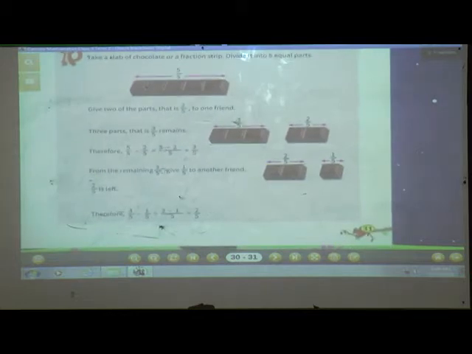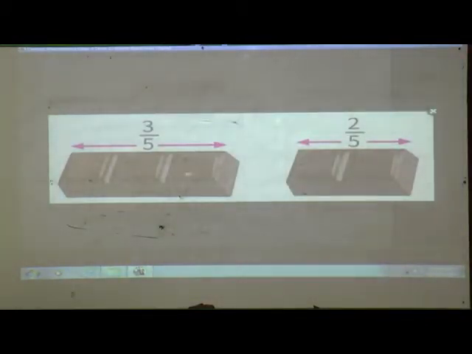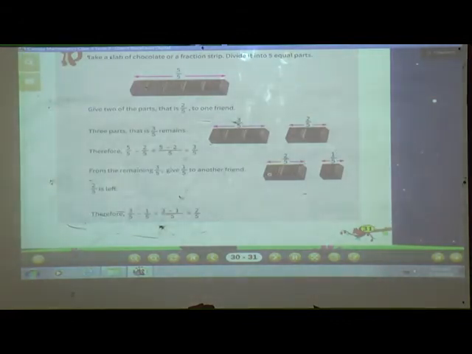Now from that 3 by 5 again you have to give 1 by 5 to another friend. Now see here, this is 3 by 5. Now from this chocolate you have to give 1 part to another friend. If you will give this 1 part to your friend, then these 2 parts will remain. So what is the fraction of the remaining chocolate now? 2 by 5. And how did you get this answer 2 by 5? From 3 by 5 minus 1 by 5, we will get the answer 2 by 5. That is the fraction of the chocolate which remained.